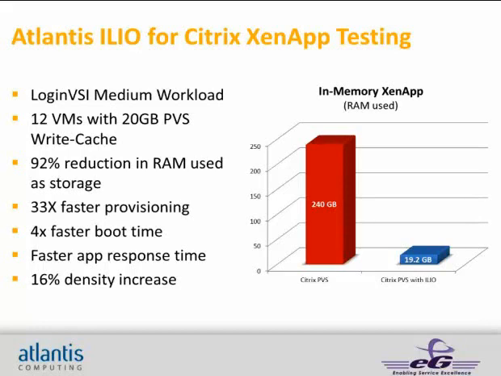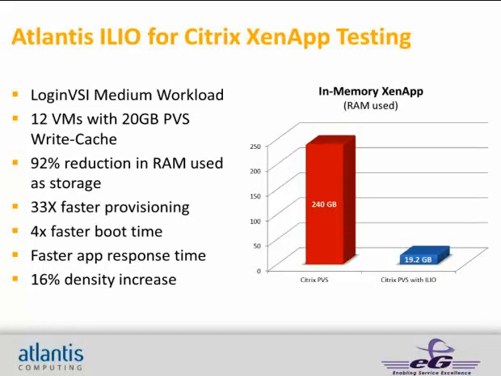So what we're doing is we're taking the PVS write cache, which is between 16 and 20 gigabytes, and cutting that down by almost 92% and storing it in memory and servicing it from memory. And this means that you can actually, at a very low cost, deploy XenApp with no storage, or if you choose, local disk storage for the PVS write cache.